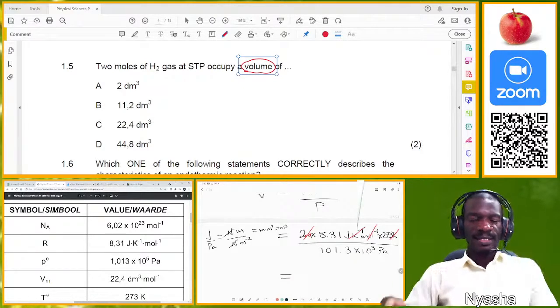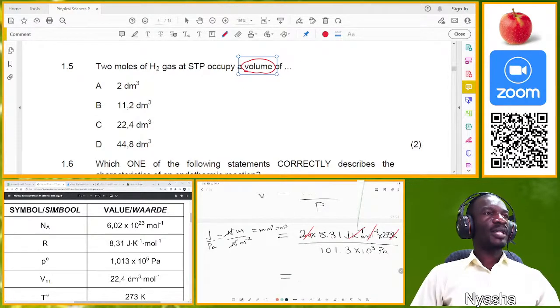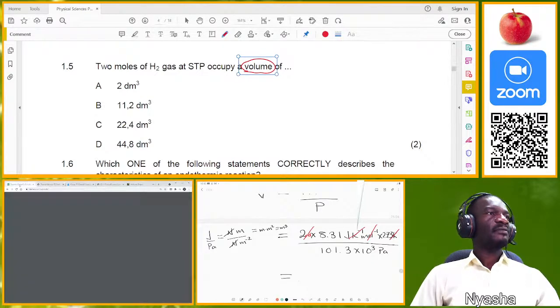So let's just punch in the values in a calculator so that we can see if this is true.